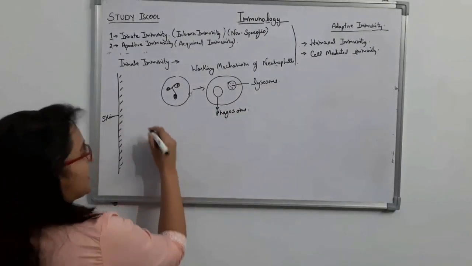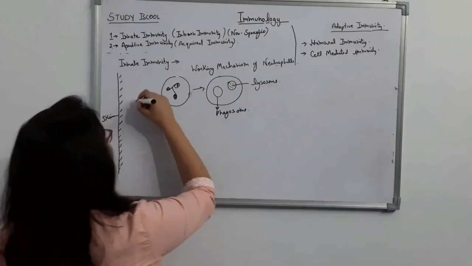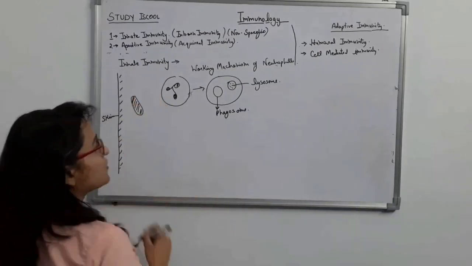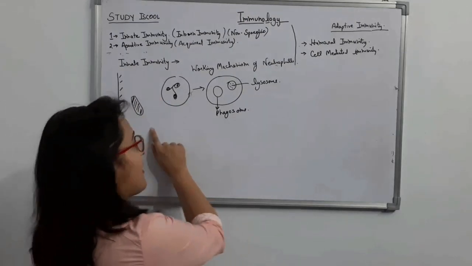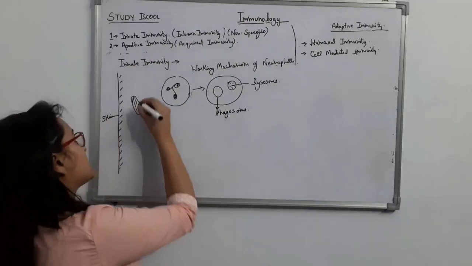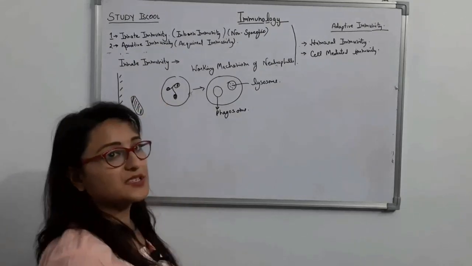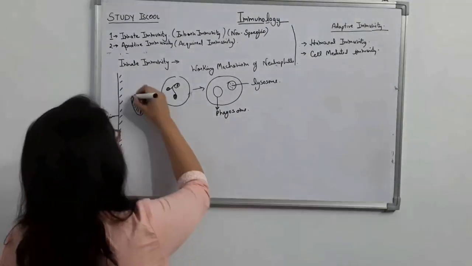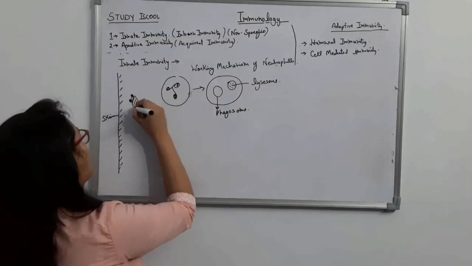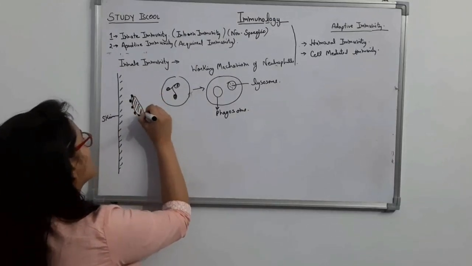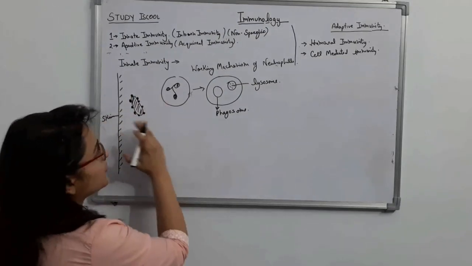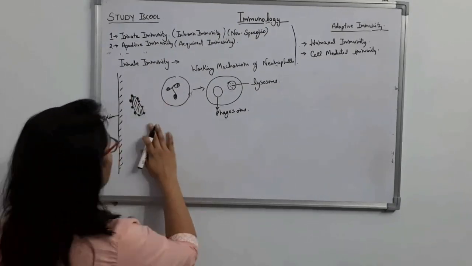Suppose any bacteria enter inside our body. Just suppose this is a bacteria, or generally just suppose that it is a gram-negative bacteria. The cell wall of gram-negative bacteria is basically made up of lipopolysaccharide layers. So these are the endotoxin substances of bacteria. Now the bacteria entered for the first time inside our body.